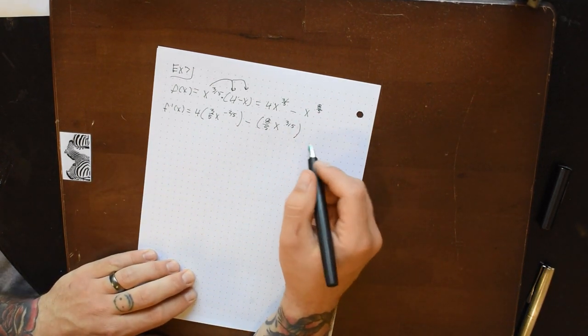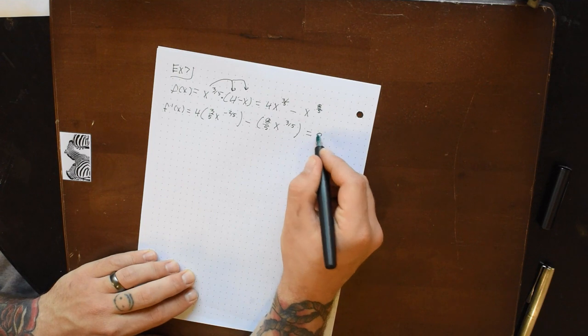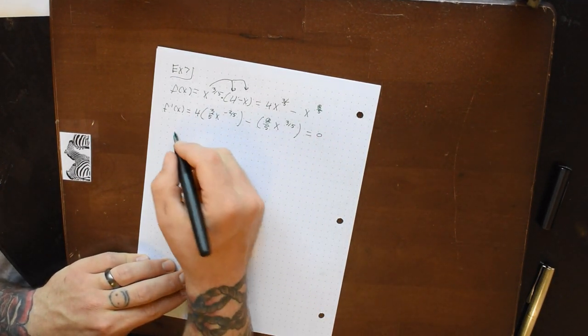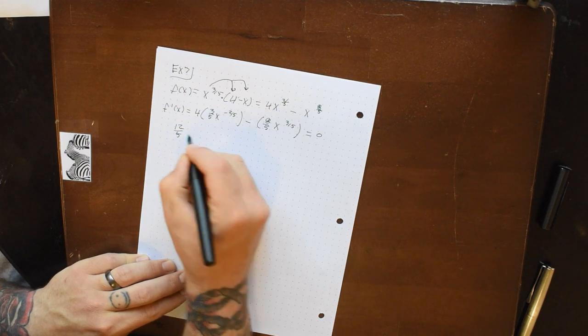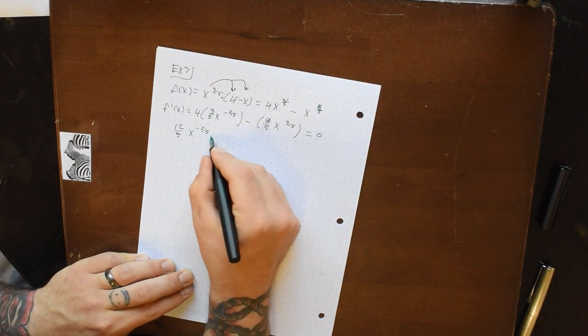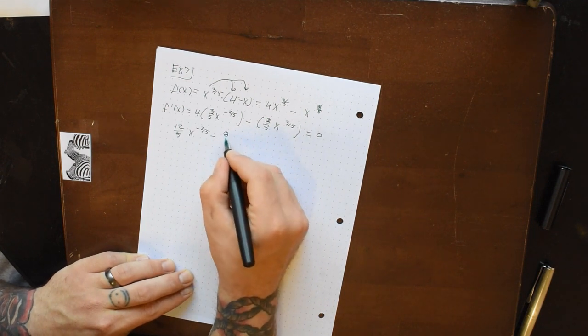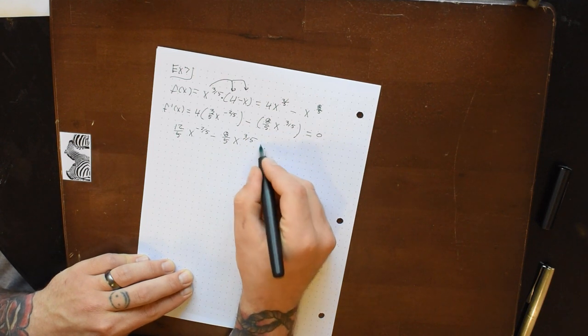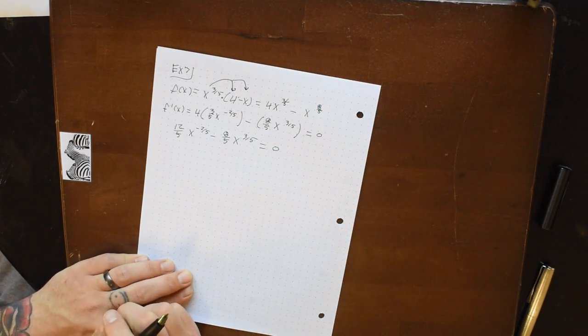If we want to set this thing all equal to 0 to solve for x, what we get is, I'm going to combine 4 with 3 to get 12/5 of an x to the negative 2/5 minus 8/5 of x to the 3/5 is equal to 0.